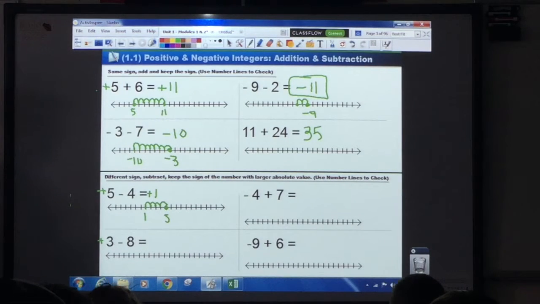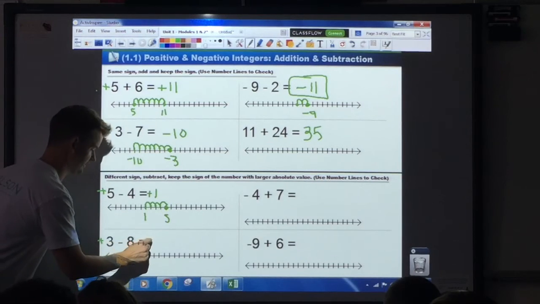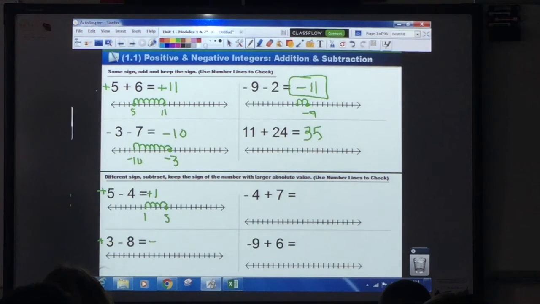-8 has a greater absolute value, which means that before you ever do anything with this, you should know right off the bat that your answer is definitely going to be negative. It's going to be a negative number. And there's a lot of different ways you can do it.